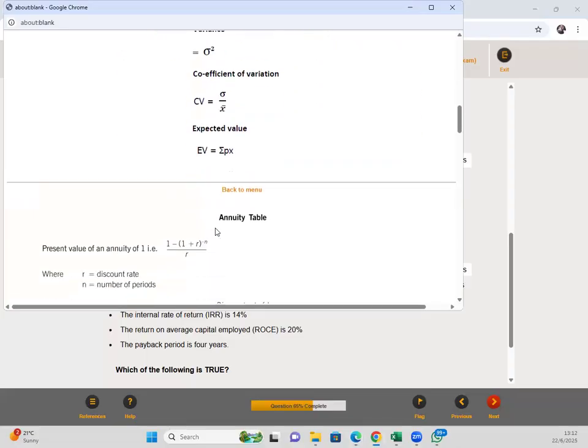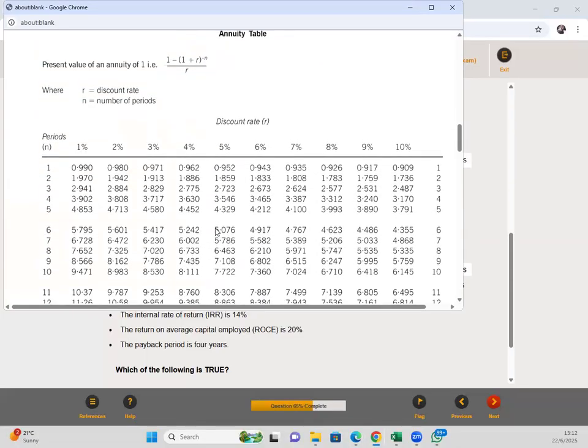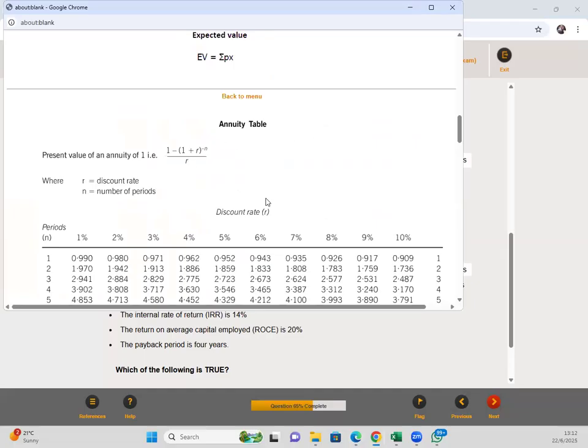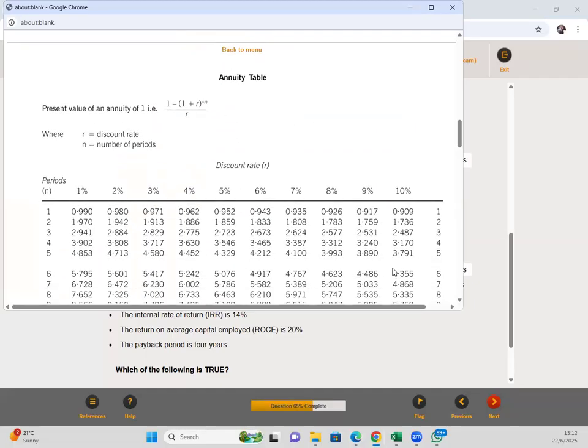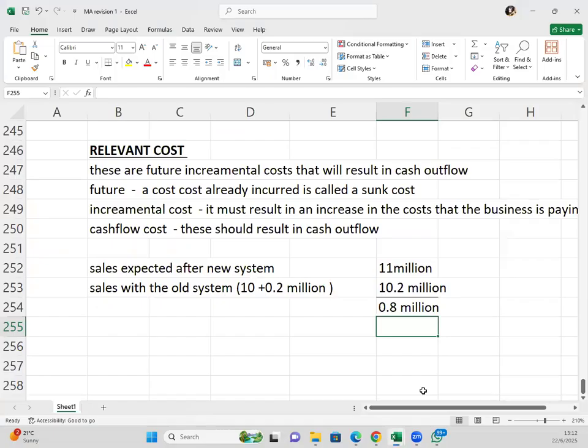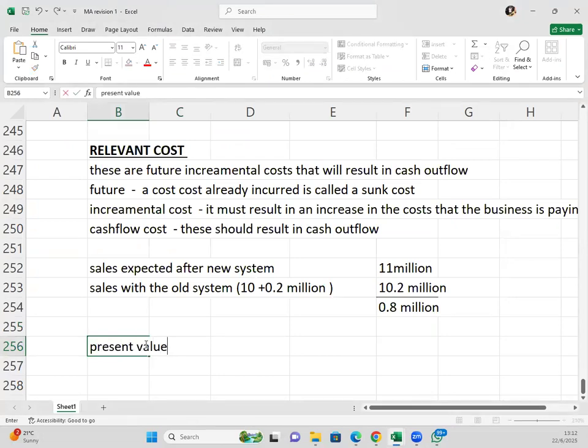So the cost of capital, I think it was said to be 10%. So you come to the annuity table for 10% year 5. 10% year 5 is 3.791. So present value of 75,000 paid every year for 5 years. We can use the annuity tables.